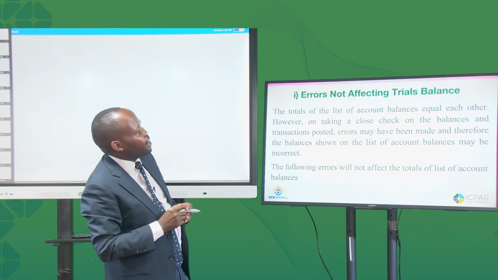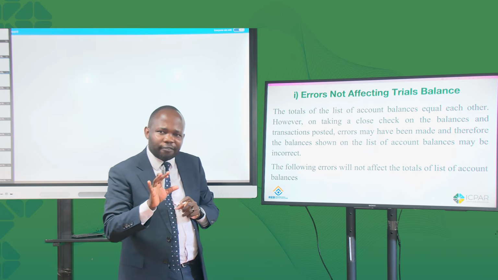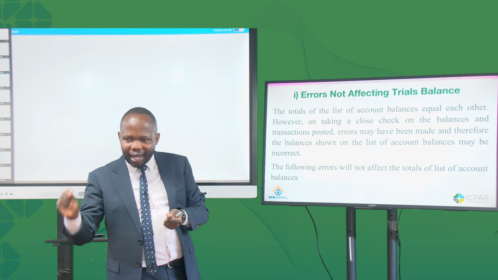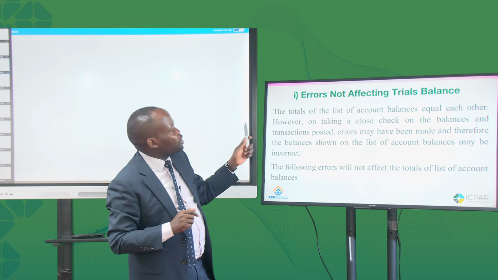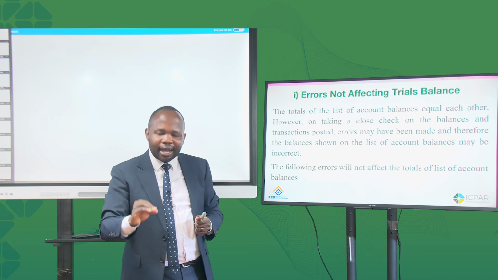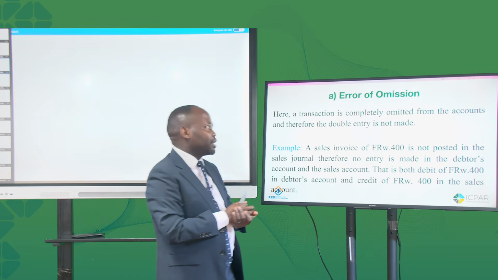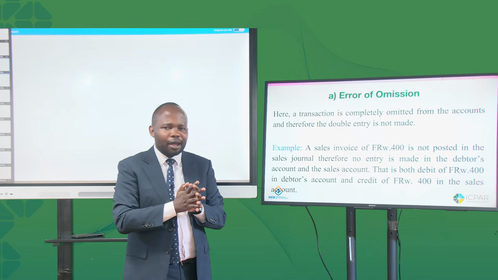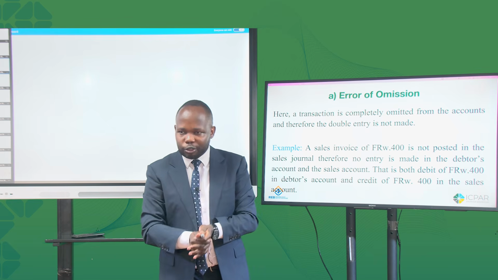Now, errors that do not affect the trial balance. Remember, what kind of errors are these? Errors that you make and the trial balance will still balance. There are about 6 or 7 such errors. The first error is called error of omission.